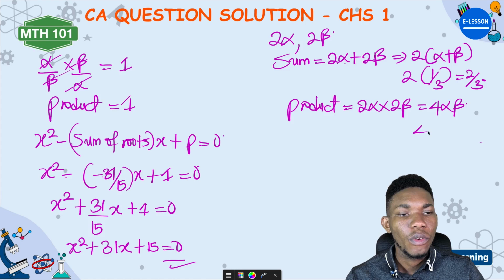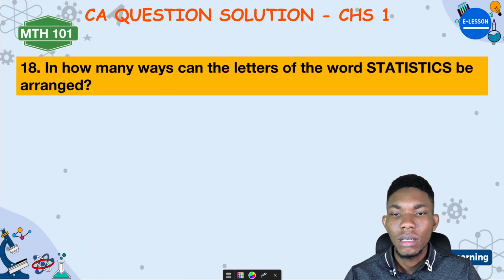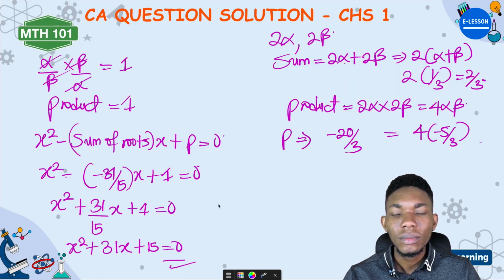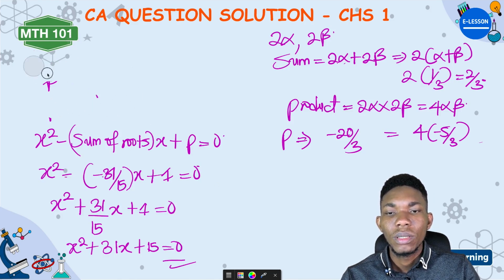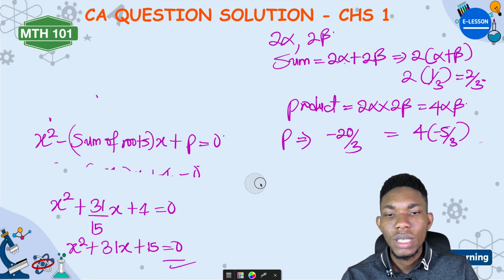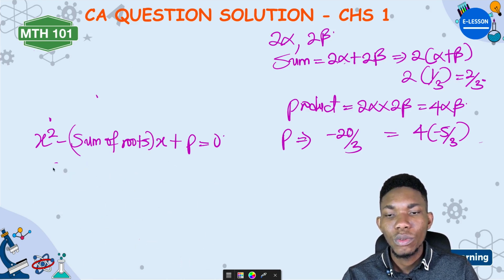So we have 4 brackets minus 5 over 3, which is what? Equals minus 20 over 3. So our product is minus 20 over 3. Is that okay? So let us find the equation. What will the equation be? The equation says x squared minus the sum of roots times x plus the product of roots.